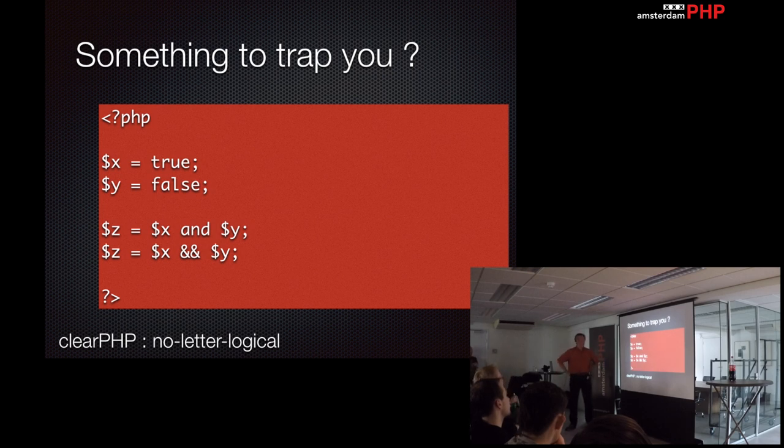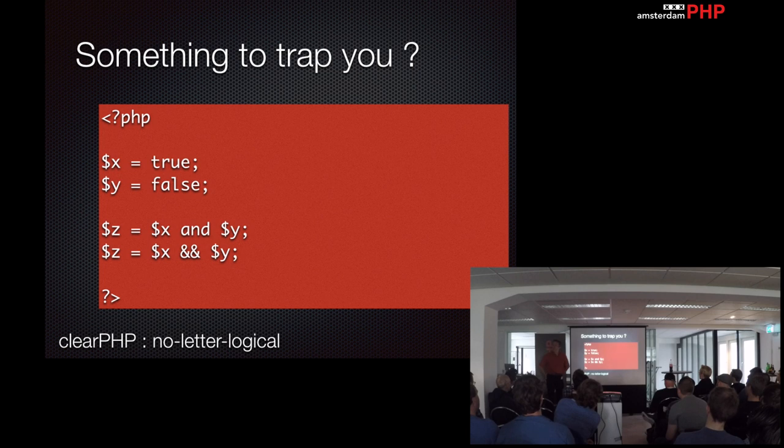What's going to be in Z? You got Z, yeah. What's going to be there on the first line? True. And what's going to be on the second one? False. Okay, now everyone knows, right? Or just because you expect me to have a trap? No, explain. So how does that happen?